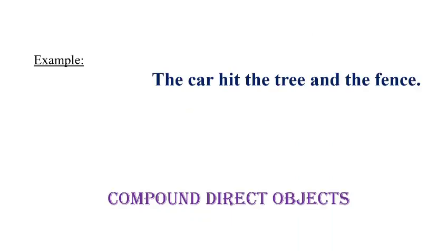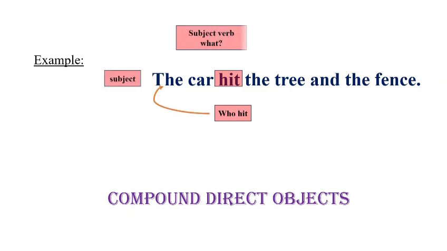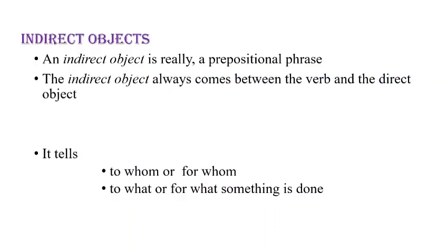So in a sentence, we can have compound objects. For instance, the car hit the tree and the fence. So again, hit. Who hit? The car. The car hit what? The tree and the fence. So the tree and the fence are compound objects in this sentence, right?